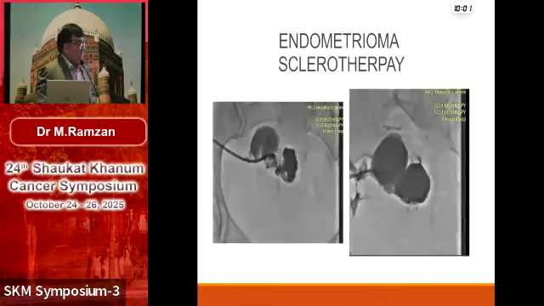This is one of the cases. What we did was go in, put the drain in, contrast in, then alcohol in for 10 minutes, and we aspirated everything at the end, and the patient really did well.